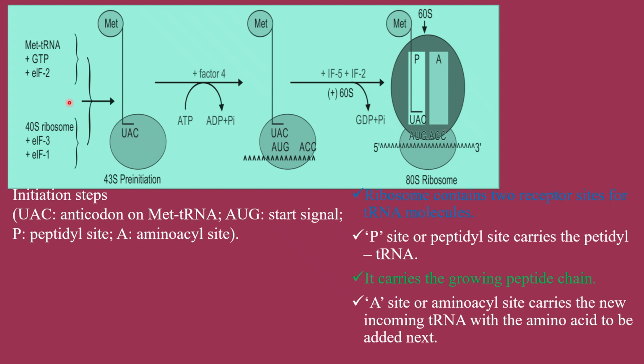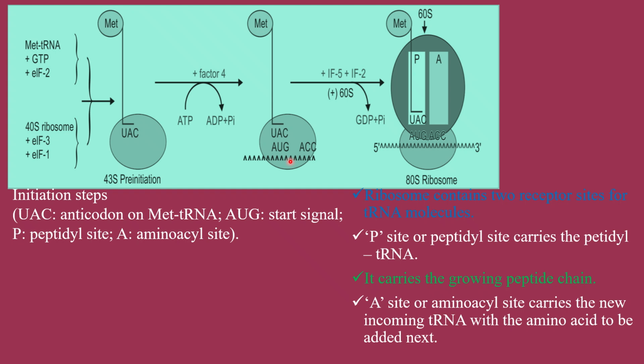So what is happening here? In the first step, the recognition step starts. In eukaryotes, the first amino acid incorporated is methionine, and the code for this is the AUG on the messenger RNA. But in prokaryotes, the same codon codes for N-formyl methionine. That is the difference.